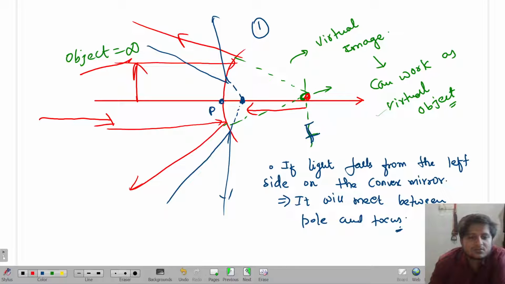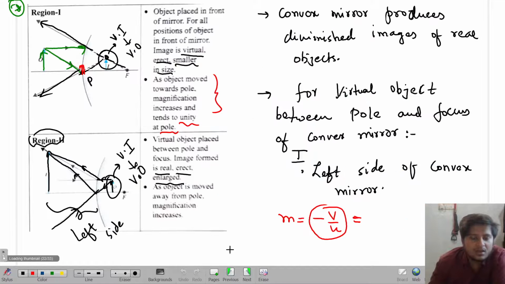Sir, but when we are talking about linear magnification, we are telling that magnification is equal to minus v by u, image distance upon object distance. But when we take the height, like height of the image upon height of the object, then the ratio will change, right?